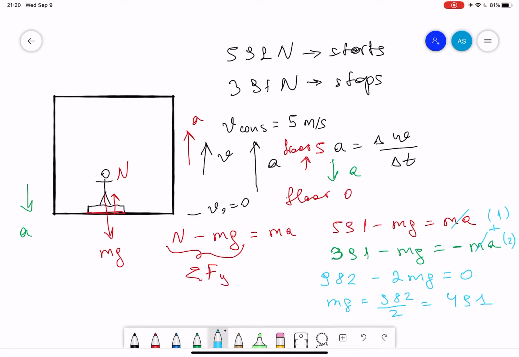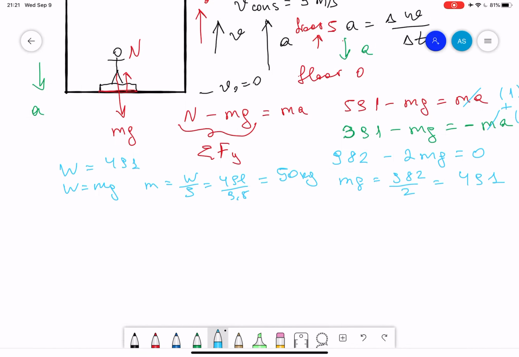Okay, so that means the weight of the person will be 491 newtons. Or if you measure your weight while you are stationary, your weight will be 491. So in part B, we have to find the person's mass. The weight is equal to mg, so the person's mass will be the weight divided by g. So 491 divided by 9.8 gives you 50 kilograms. So the mass of the person is 50 kilograms.